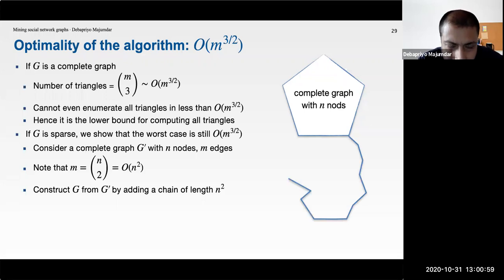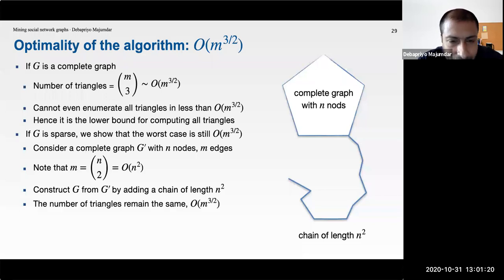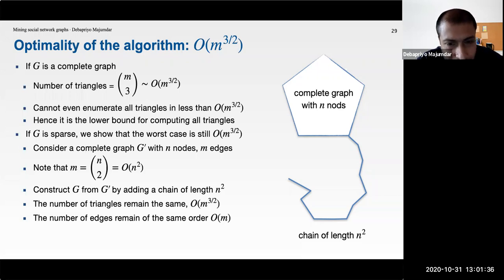Now what happens? You add a chain of length n square. That means you increased the number of nodes by order n square, or n square minus 1 or whatever, but you increase the number of edges also by order n square. The number of triangles will still remain the same because a chain does not increase the number of triangles. So it is still order m to the power 3 by 2. However, the number of edges will still remain the same order because the number of edges was already order n square.